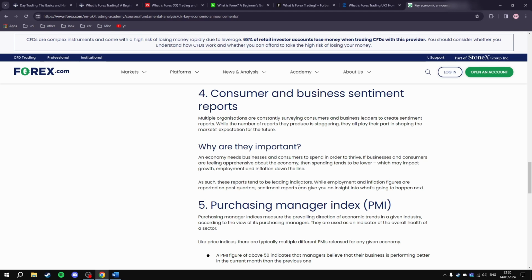While unemployment and inflation figures are reported on past quarters, sentiment reports can give you an insight into what's going to happen next. Right, okay.